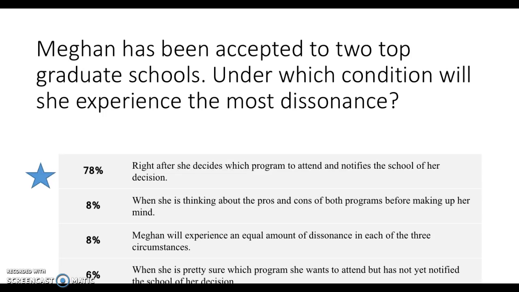And the other two answers had sort of low responses, but Megan's going to experience an equal amount of dissonance in each of the three circumstances. We just talked about how they had to make the decision before we experience dissonance. And she's pretty sure which program she wants to attend, but has not yet notified the school of her decision. So she doesn't have as much dissonance in this situation because she hasn't told the school yet. She could still back out, she could still change her mind.